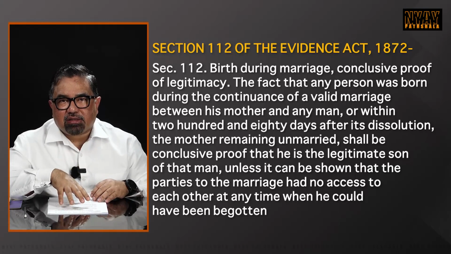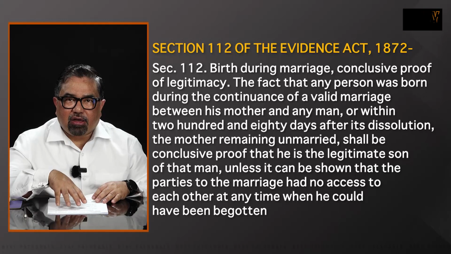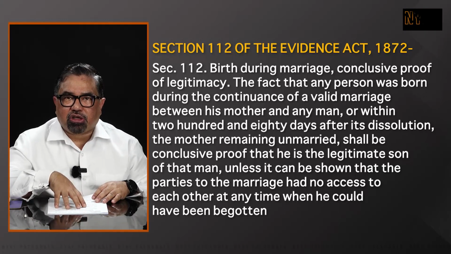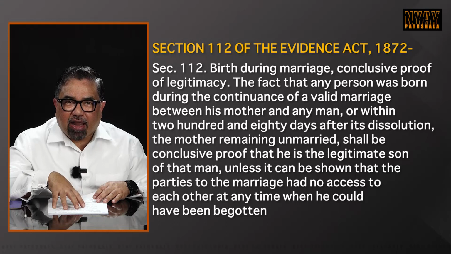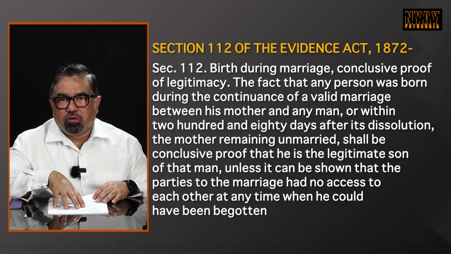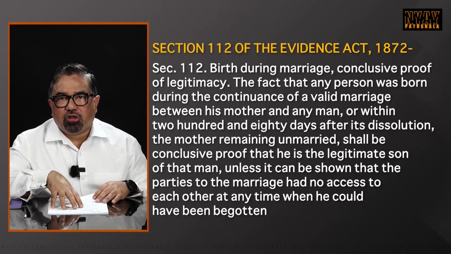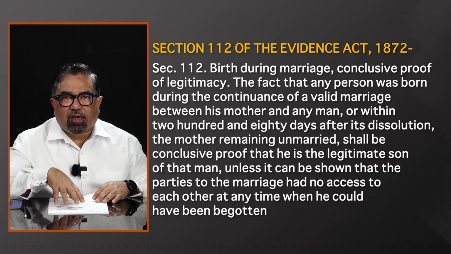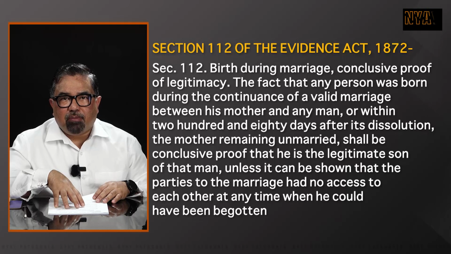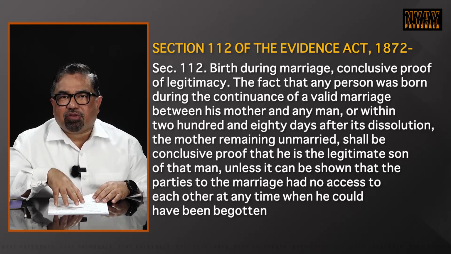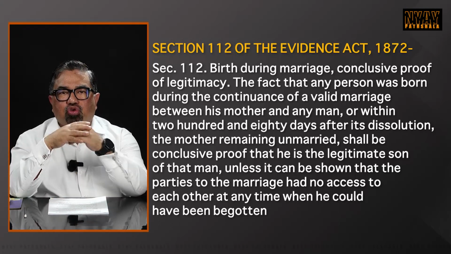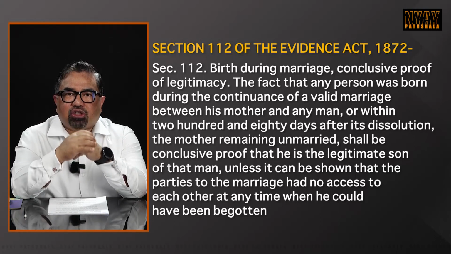And it starts by stating, kindly listen carefully, I have put it on the screen, you may take note of it. Pause here and also look into your bare act. Section 112 says, the fact that any person was born during the continuation of a valid marriage between his mother and any man, or within 280 days after its dissolution, the mother remaining unmarried, shall be conclusive proof that he is the legitimate son of that man, unless it can be shown that the parties to the marriage had no access to each other at any time when he could have been begotten.